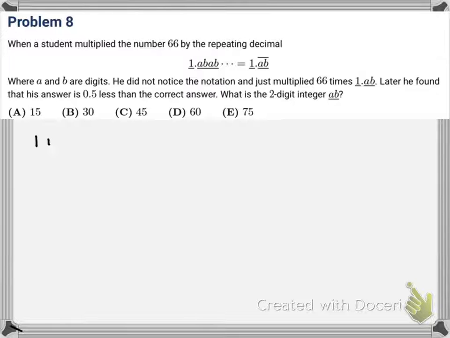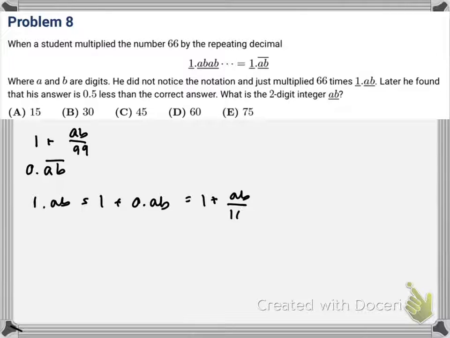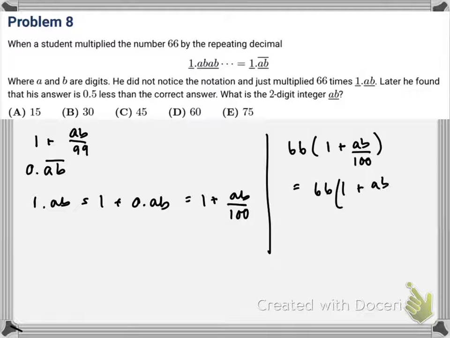So we can rewrite 1.AB repeating as 1 plus, and then this point AB part is just going to become AB over 99, which you might have learned in your algebra class. And then we know that 1 point AB without that repeating bar is just going to be 1 plus AB over 100. So let's see. We know that 66 times 1 plus AB over 100 is 0.5 less than 66 times 1 plus AB over 99.